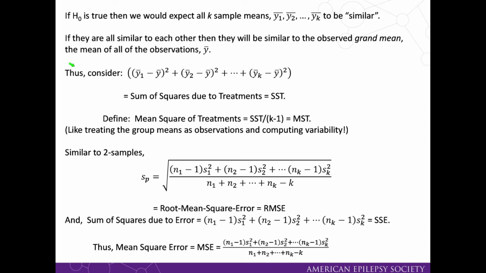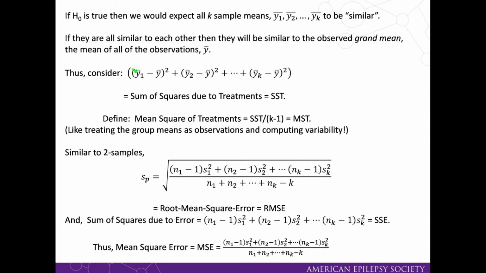So, if the null hypothesis is true, you would expect all sample means to be similar. If they're all similar to each other, then they will be similar to the overall grand mean. In other words, the mean of all observations. Think about that for a second. It makes perfect sense. If I have k treatment groups and I take the mean of each group, but there was no difference to begin with, well, then I could have just taken the mean of everybody and ignored treatment. Sounds reasonable, I think. And so now we can consider y bar without a subscript as the mean of everybody.